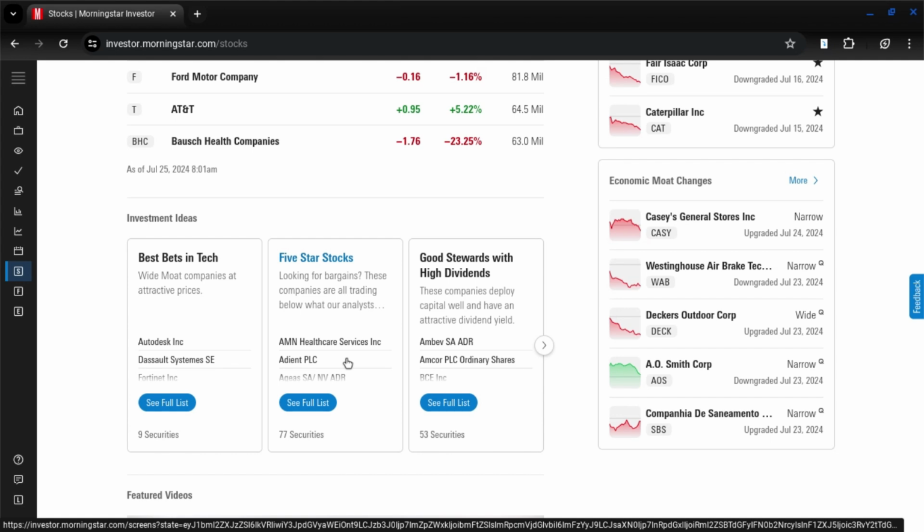So it's calculated by comparing the stock's current market price with Morningstar's estimated fair value of the stock, and the further the market price is below the fair value, the higher the star rating is, with 5-star being the highest and 1-star being the lowest.